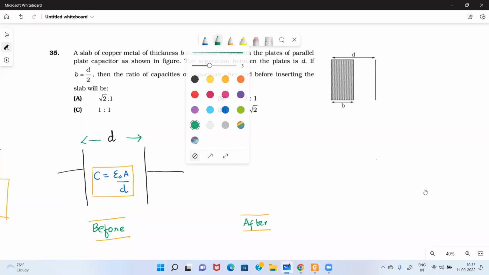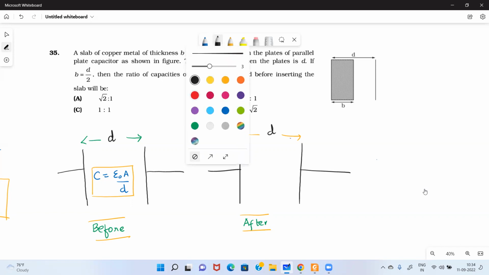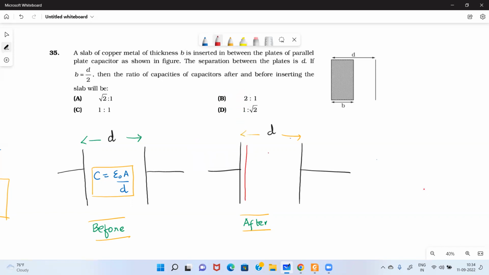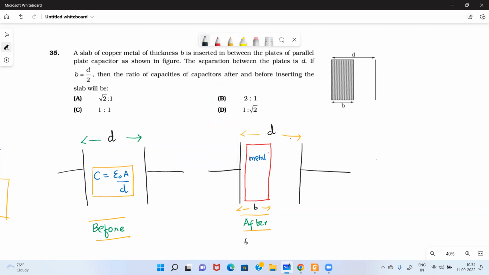Now after insertion, let's see what happens. So this spacing is D, no doubt about it. But for half the space in between the capacitor plates, we are not inserting a dielectric, but what we are inserting? A metal. Correct. So this distance is B, and B is given to be D by 2.